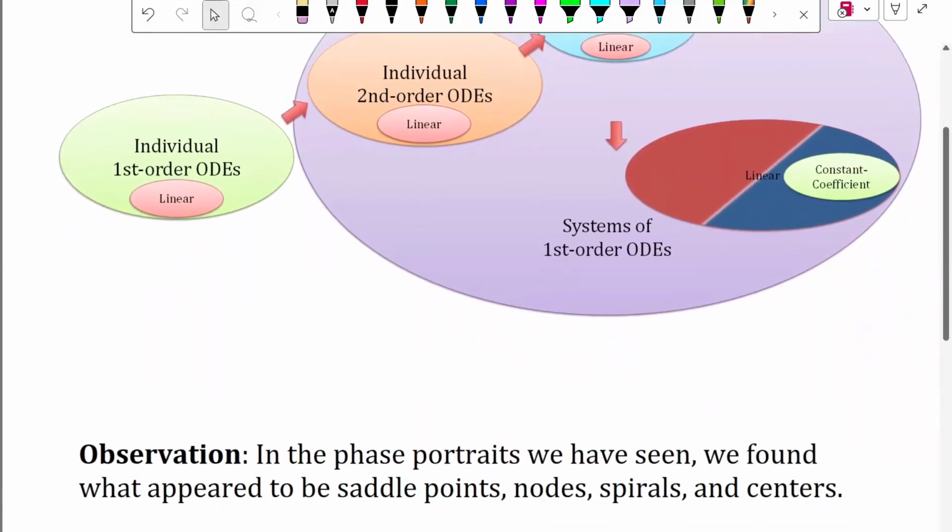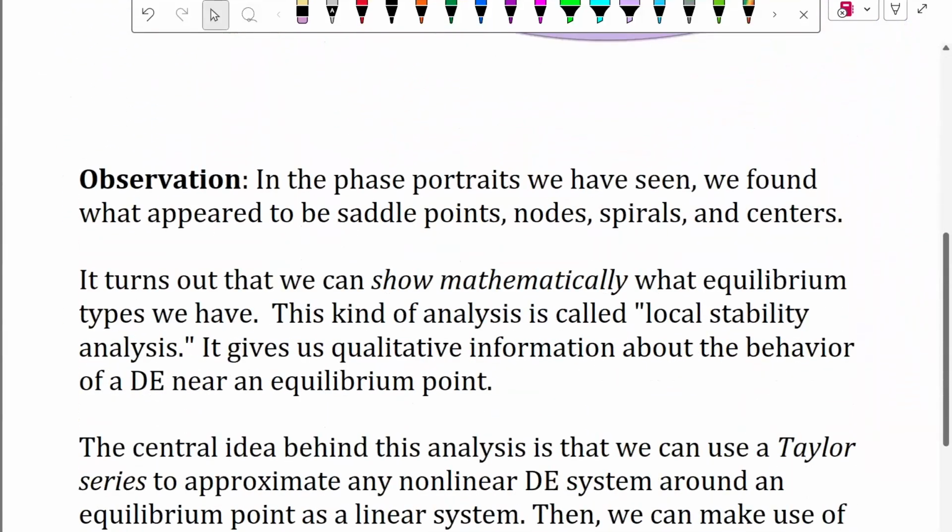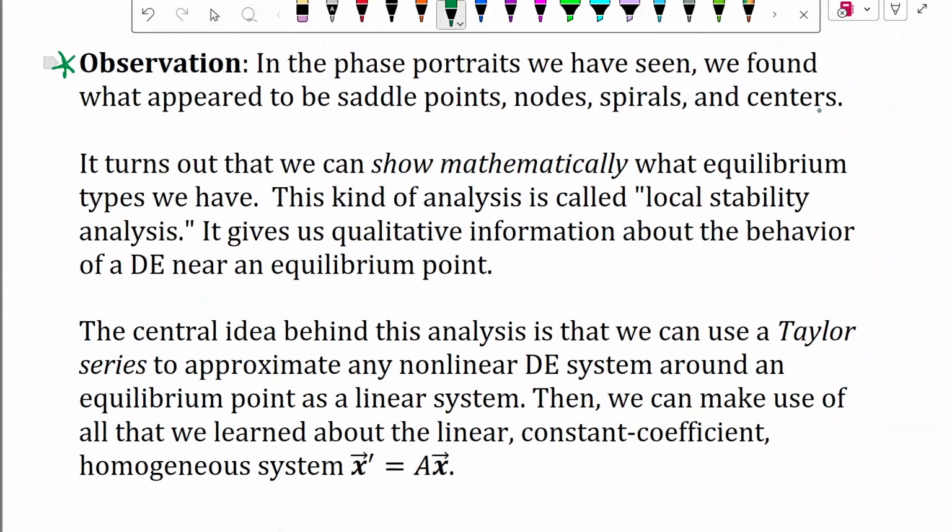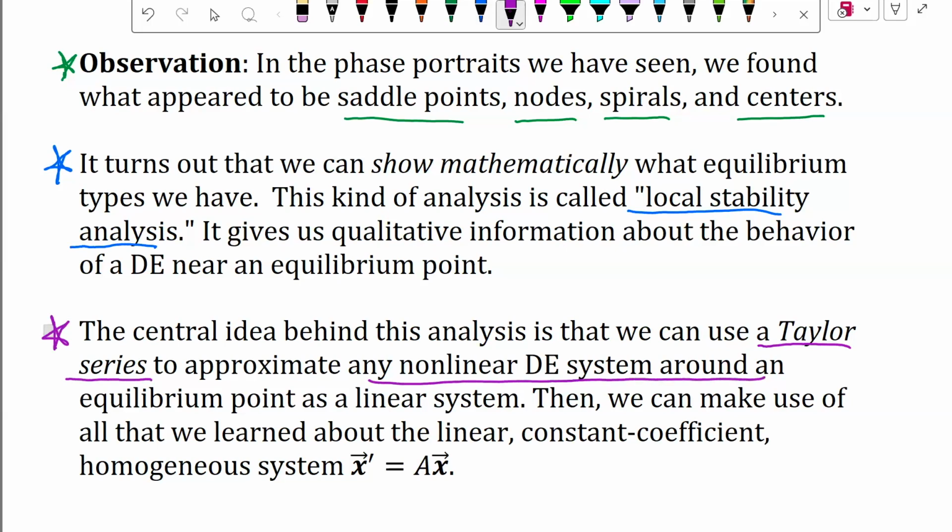So now we're going to get into the details of how to do a local stability analysis. Let's just remember that with the phase portraits we have seen, we did find what appeared to be saddle points, nodes, spirals, and centers. We can show mathematically what kinds of equilibrium points those really are. This is called a local stability analysis. It gives us qualitative information about the behavior of the differential equation solution trajectories near the equilibrium point. The main idea behind this analysis is to use a higher dimensional Taylor series expansion to approximate any nonlinear differential equation system near its equilibrium point as a linear system.